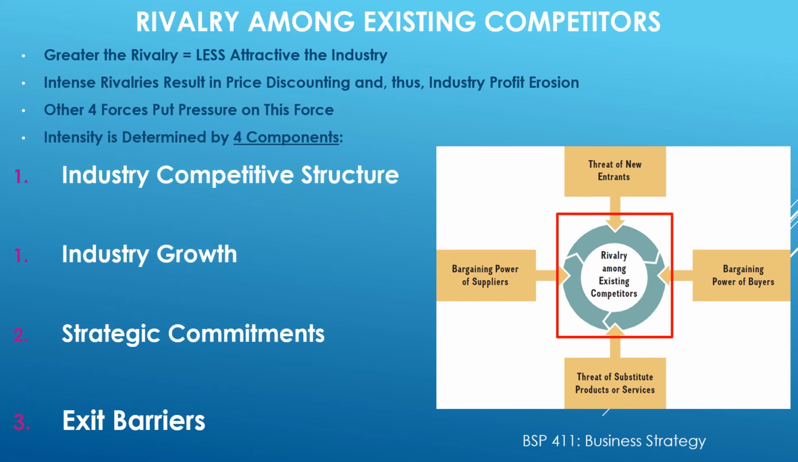And then rivalry among existing competitors. The greater the rivalry, the less attractive the industry. Intense rivalries can result in price discounting and thus industry profit erosion. And the other four forces put pressure on this force. The intensity is determined by four components: the industry competitive structure, the industry growth, strategic commitments, and then exit barriers, all of which we'll be talking about next in part two.